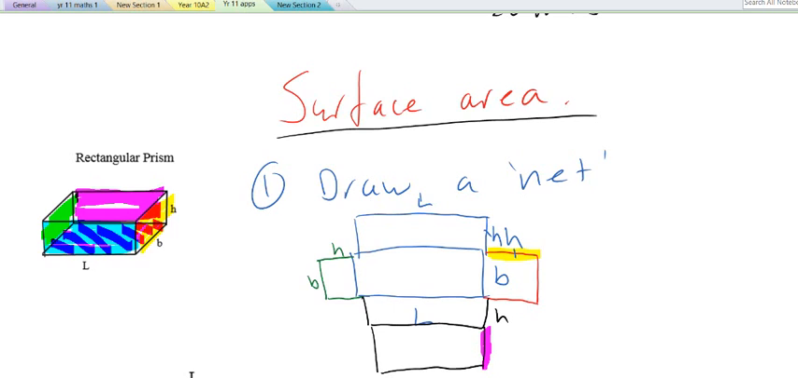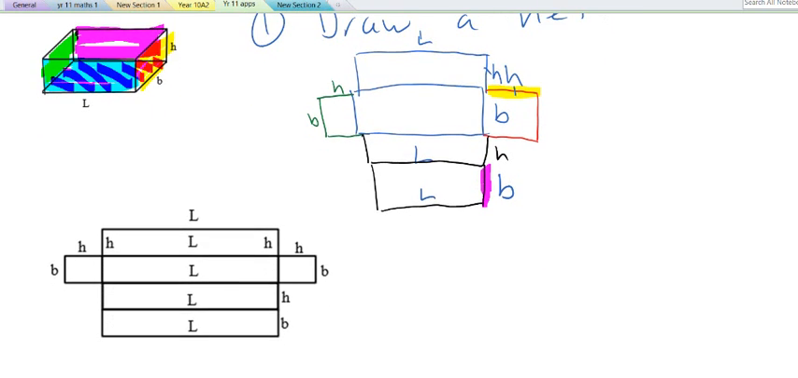The one I've highlighted on the right. Imagine that was a lid folding over. Its length would still be the same length as the box, but its width would be B, because it has to fold onto the top there. Okay. Now I'll scroll down to show you a nicely drawn out net.